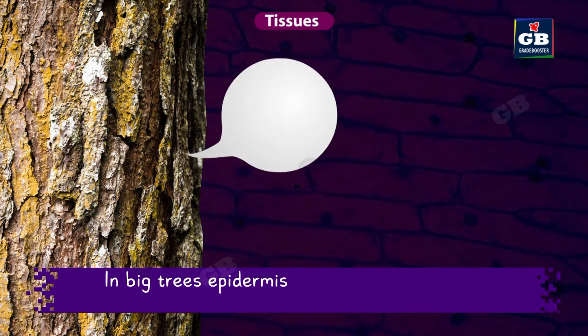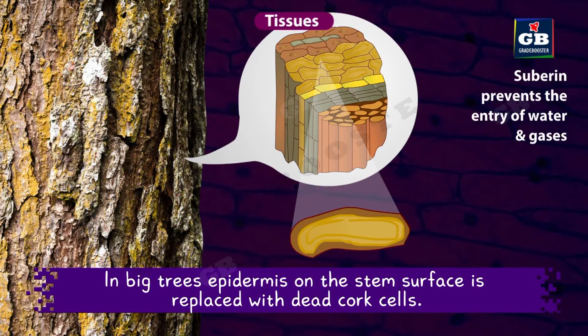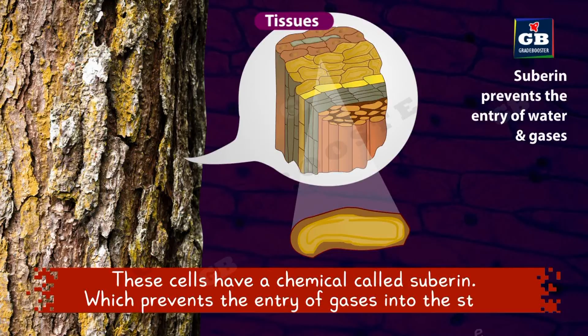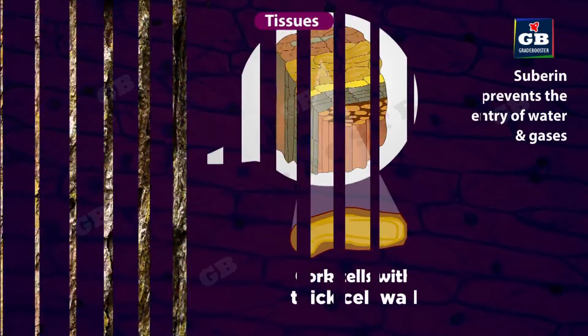In big trees, epidermis on the stem surface is replaced with dead cork cells. These cells have a chemical called suberin, which prevents the entry of gases into the stem. This is all about epidermis in plants.